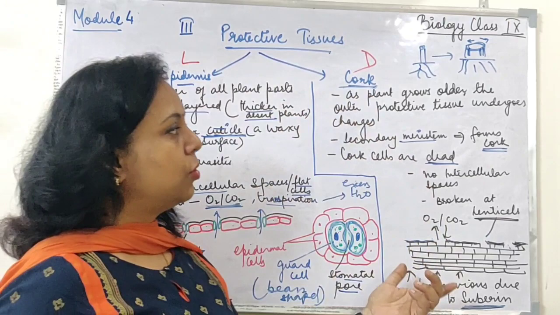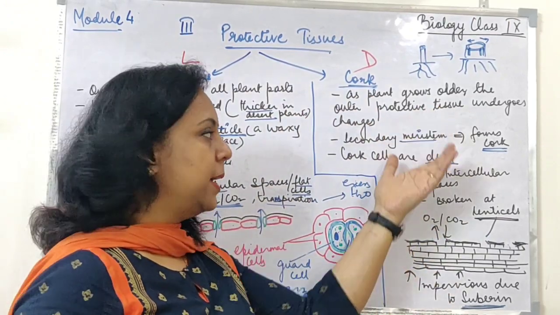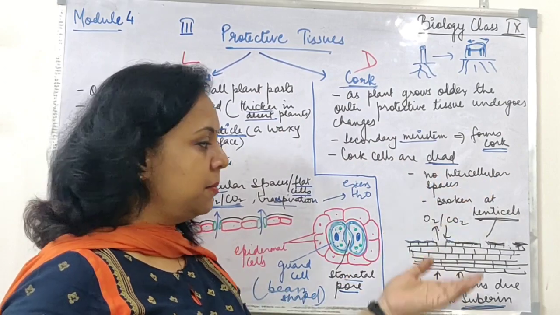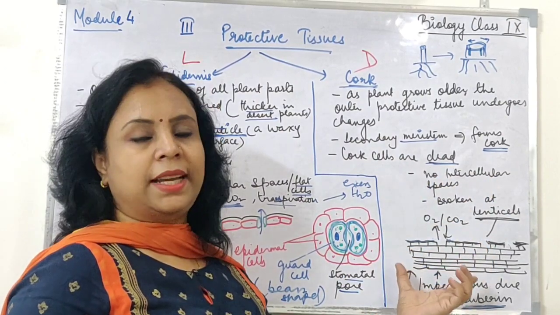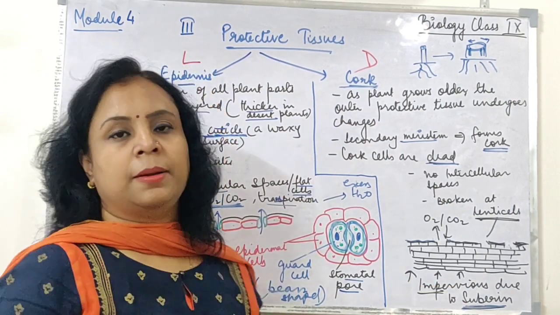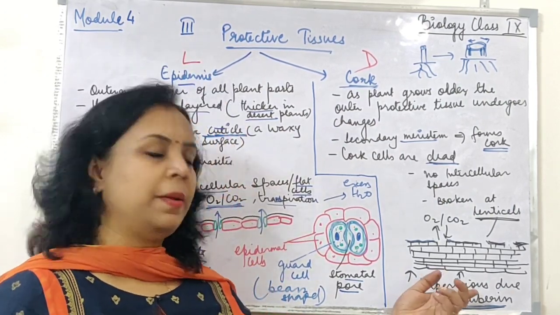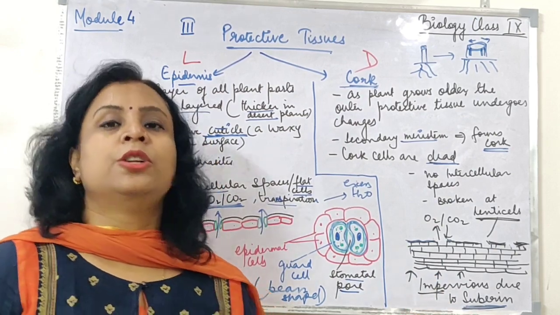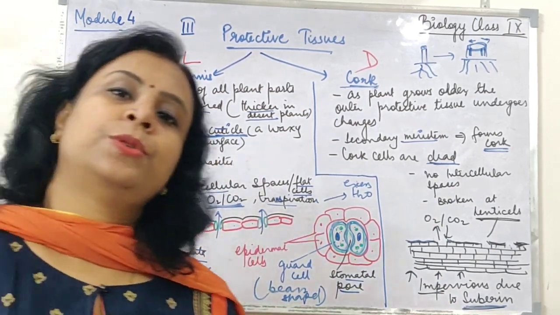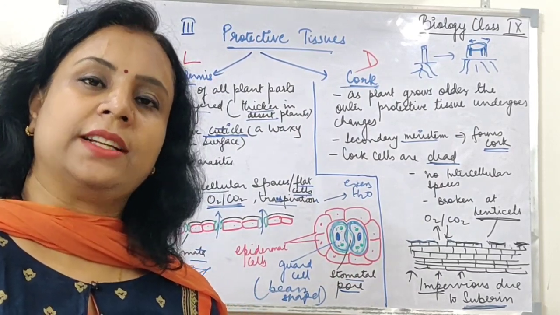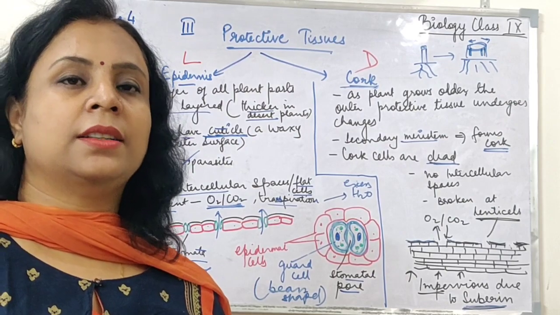We studied about cork, which is present in older stem. It is formed by the secondary meristem and it forms a thick layer of protection, and the main substance which makes it impervious and waterproof is the suberin. So I will request you to just see the comparison of both the types of protective tissue and just practice them well.